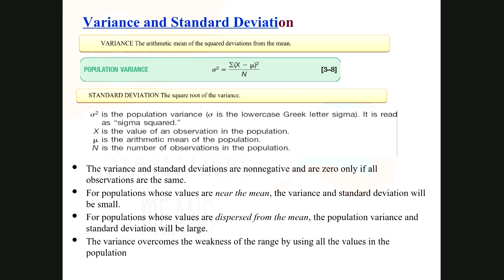And large X is the value of an observation of the population. Mu is the arithmetic mean of the population. And capital N is the number of observations in the population. The variance and the standard deviations are non-negative and are zero only if all observations are the same. For populations whose values are near the mean, the variance and the standard deviation will be small. And for populations whose values are dispersed from the mean, the population variance and the standard deviation will be large.